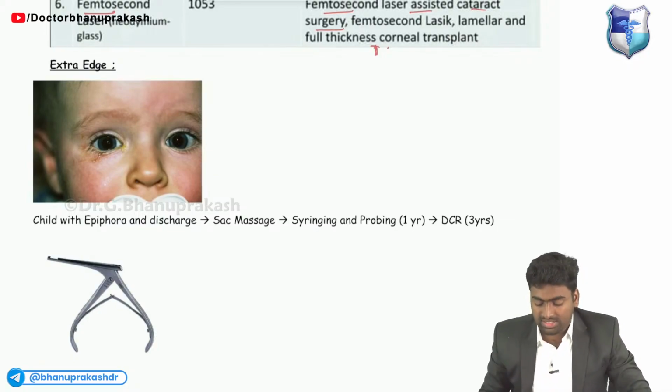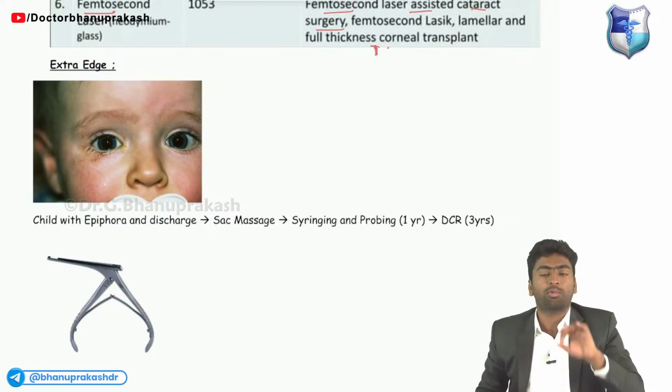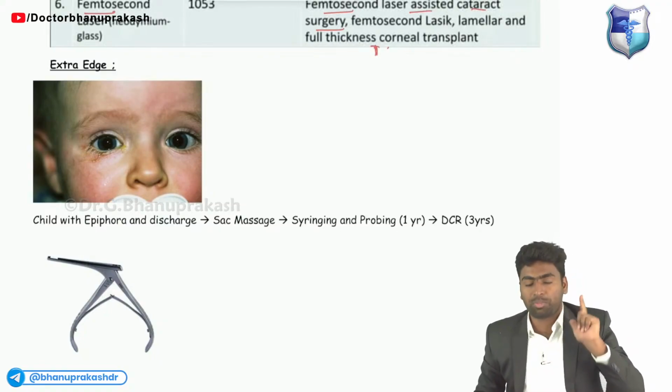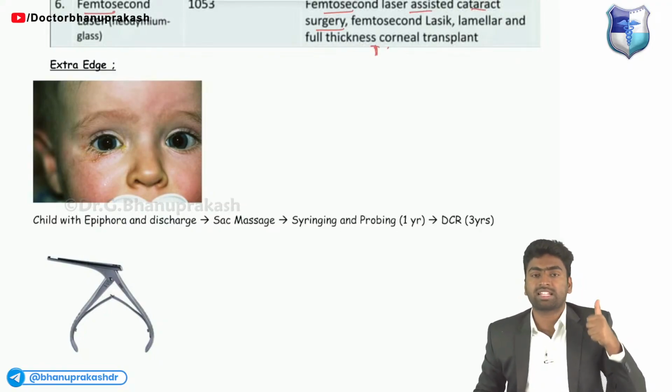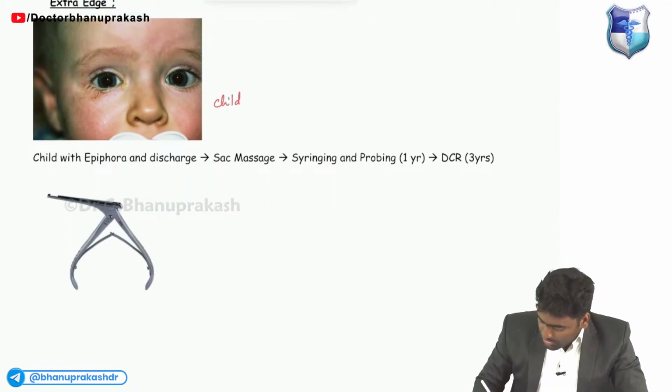All the extraocular muscles will be supplied by the third nerve, except lateral rectus and superior oblique. Lateral rectus will be supplied by the sixth cranial nerve, whereas superior oblique will be supplied by the fourth cranial nerve.